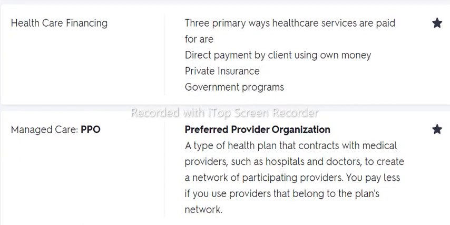Healthcare financing. Three primary ways healthcare services are paid for are direct payment by client using own money, private insurance, and government programs.